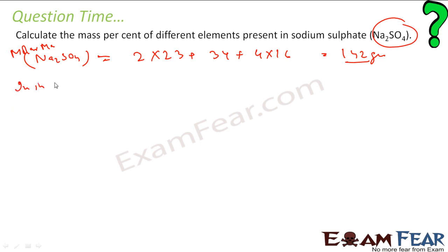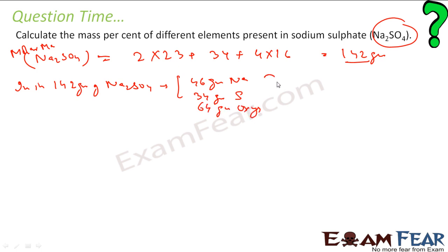So in 142 gram of Na2SO4, we'll find that it contains 23 into 2, that is 46 grams sodium, 34 grams sulfur, and 16 into 4 grams oxygen. This is the breakup. If you take 142 grams of Na2SO4, you'll find this composition, right? So if you want to find the percentage of sodium, that becomes 46 by 142 into 100. That comes out to be 32.4%.